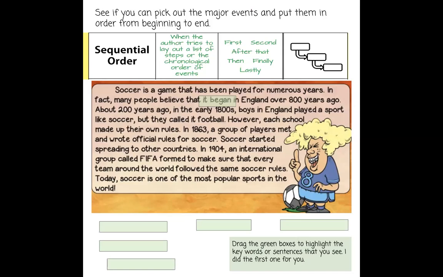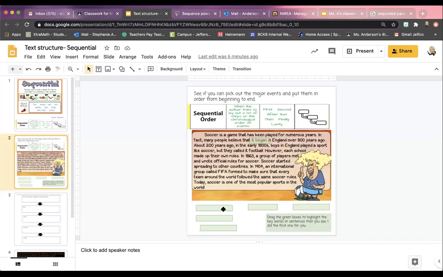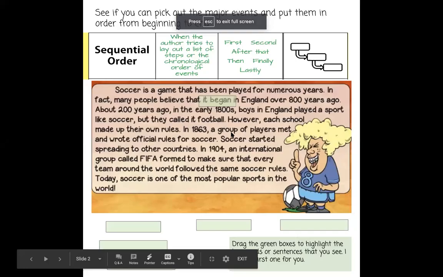I'd say maybe look for dates. Your dates often put something in order with nonfiction. And in this case, what you're going to do is you're going to take your green boxes. Let me escape out of here so I can show you. And you're going to drag them over your clue words. You can drag and you can adjust, making them bigger or smaller to fit over your clue words. These are all transparent, so you can put them over the words and it's not a problem. I did the first one for you.